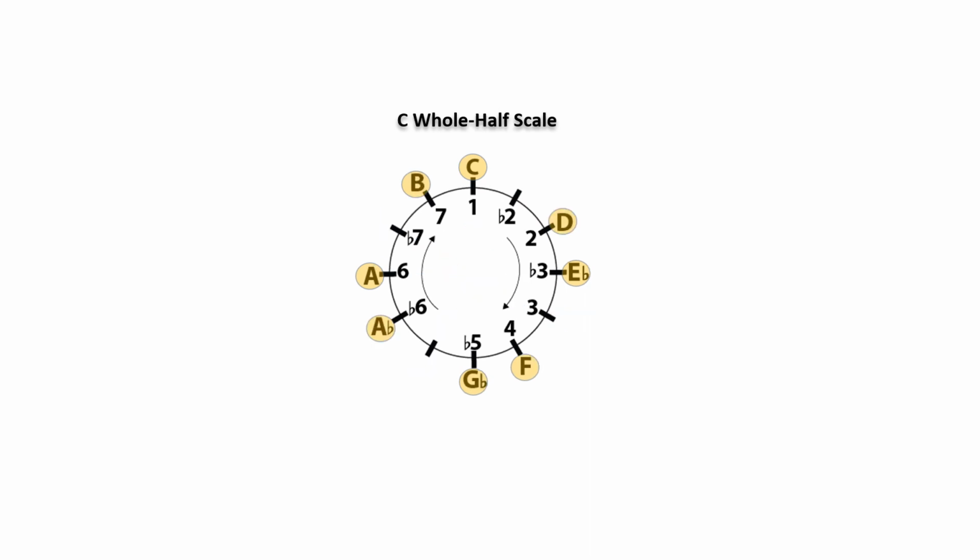The whole-half scale is also a symmetrical scale with 8 notes, and has an alternating whole step, half step pattern. The tritones from the first 4 notes in the C whole-half scale are C to G-flat, D to A-flat, E-flat to A, and F to B. The remaining tritones are just inversions.